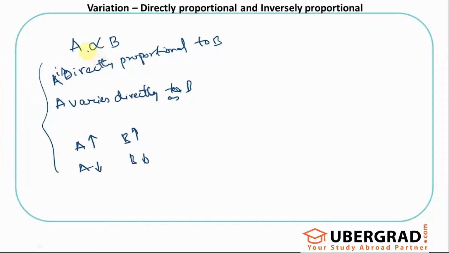A is proportional to B can be written as an equation in this form: A equals some variable K into B.